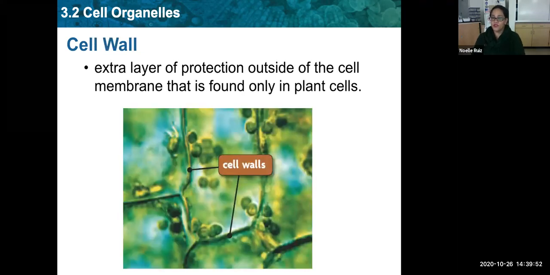The cell wall is an extra layer of protection outside the cell membrane that is found in plant cells. It's also found in some bacterial cells, but we're talking about eukaryotic cells this section. And you can see in the picture little green dots, which we'll talk about on the next slide. And then the cells are also kind of square shaped and they're also green. Those are your plant cells. Not all plants are green, I know, but most plants are green. So that's what their cells are going to look like.